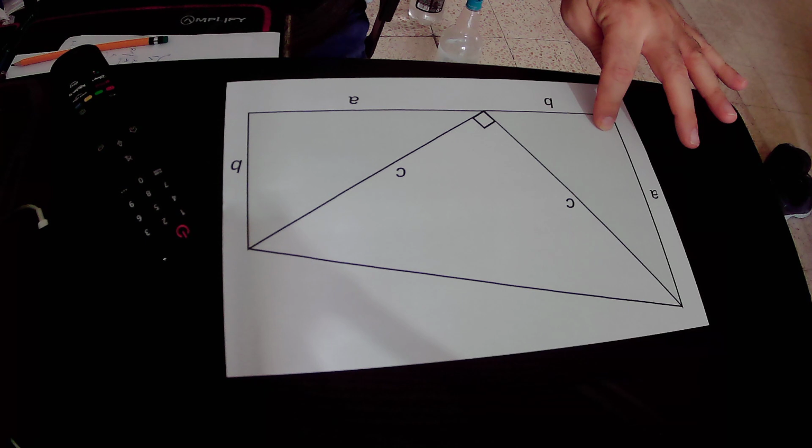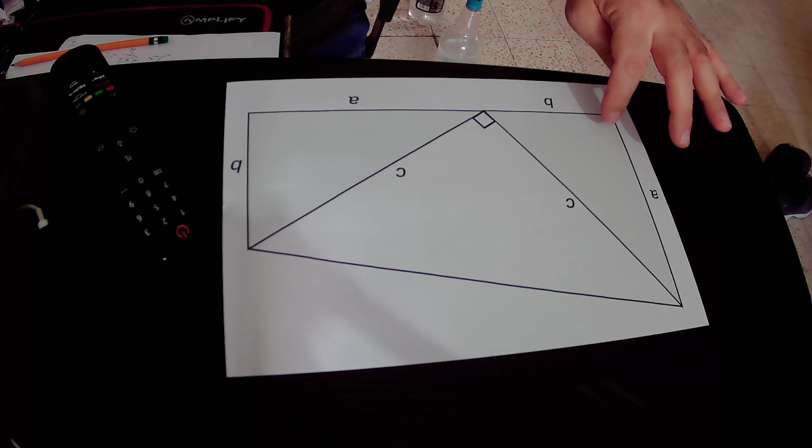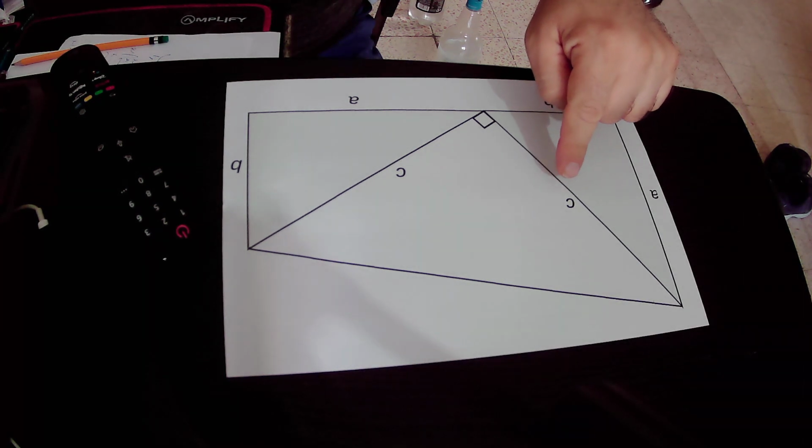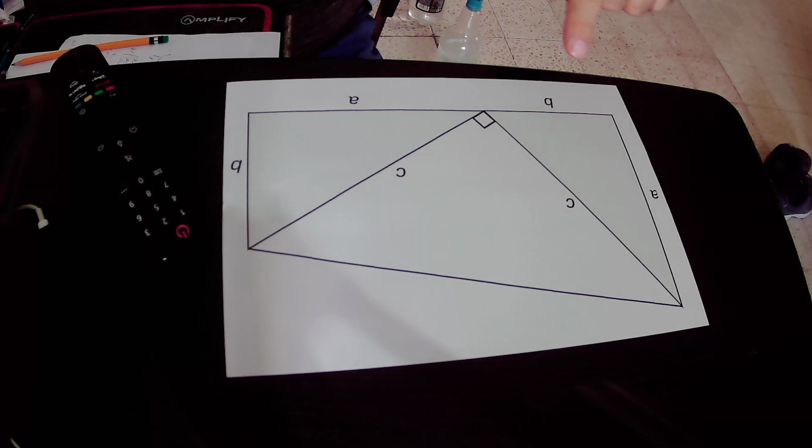This angle between sides A and B is 90 degrees. And the claim of the theorem is that the square of the hypotenuse equals the sum of the squares of the perpendiculars. So c square equals a square plus b square.